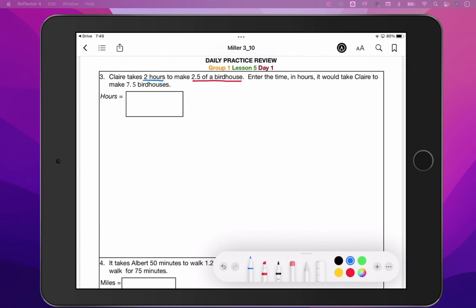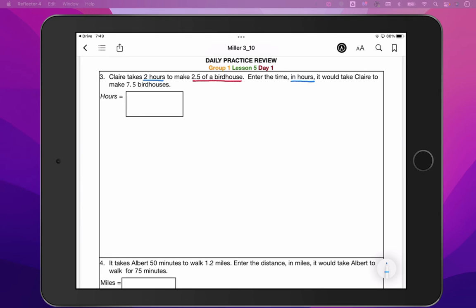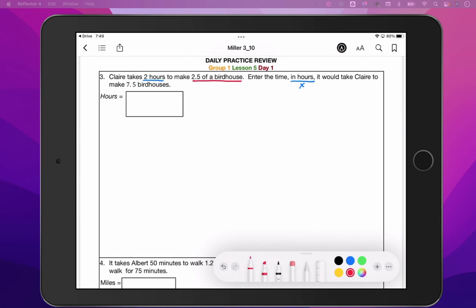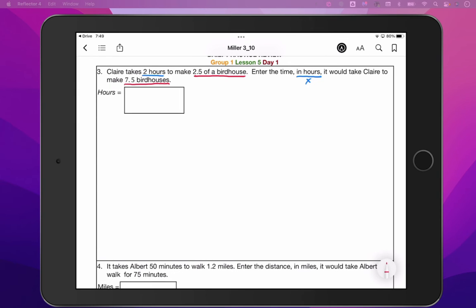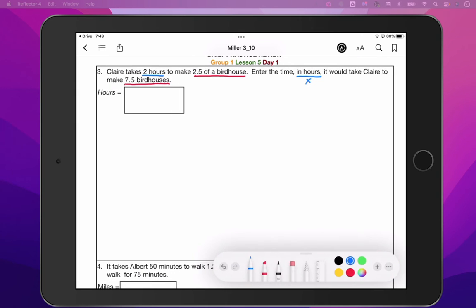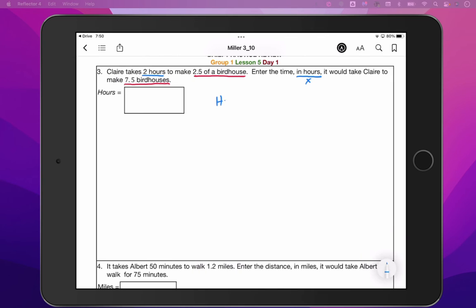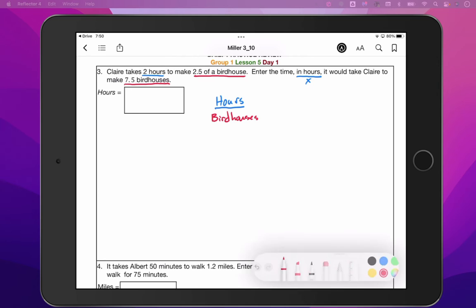So we're looking for that. That's going to be our X value. I could even just put an X right there right now to help me remember that. It would take Claire to make 7.5 birdhouses. This one doesn't really make sense to me in terms of 7.5 birdhouses, but I suppose that's life. So our labels are going to be hours and birdhouses. And so we will just need to make sure that in our proportion that things go where they're supposed to go.